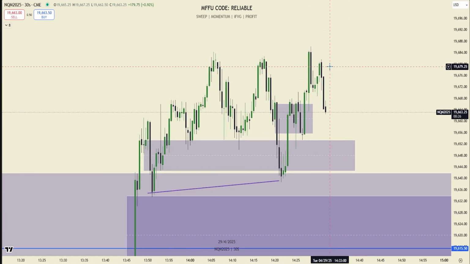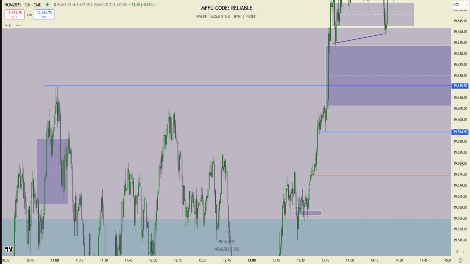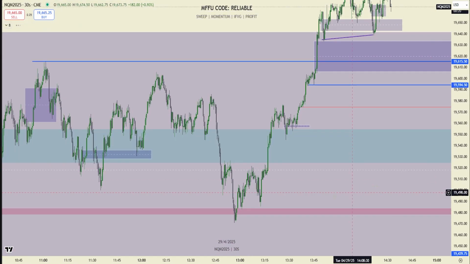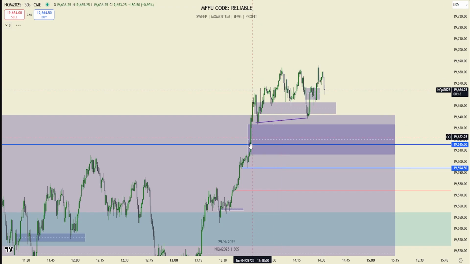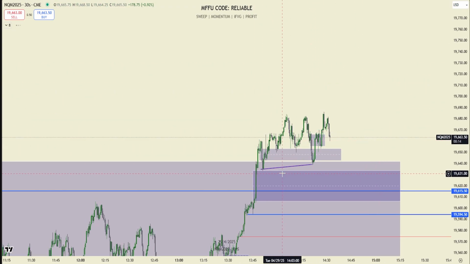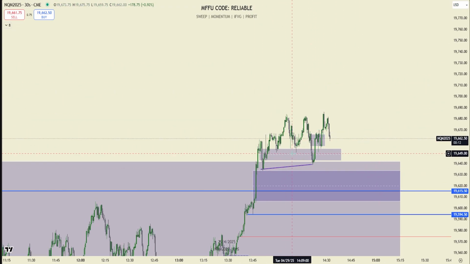But yeah, it looks like we're just going to be chopping sideways, and that's fine, right? We expanded up here at the start of the session. We have first distribution leg here, and then second distribution leg here. Now we're accumulating, and so maybe we'll get our manipulation leg at the 250 macro, and then we distribute for the remainder of 3 o'clock, right?